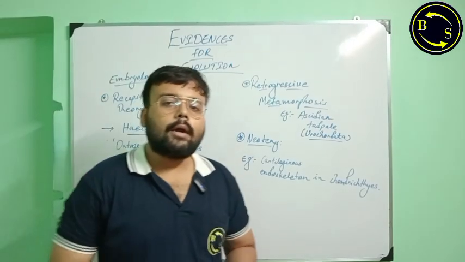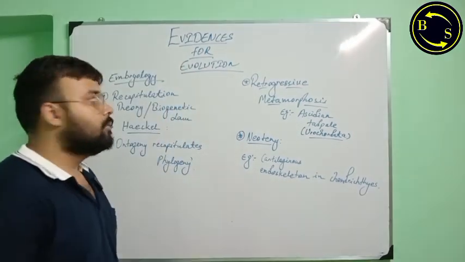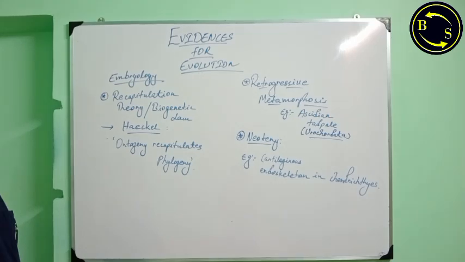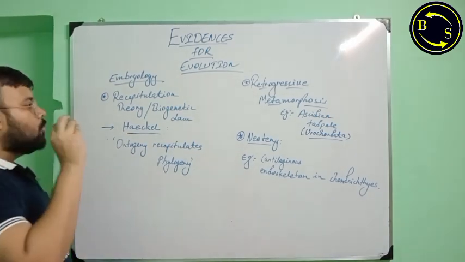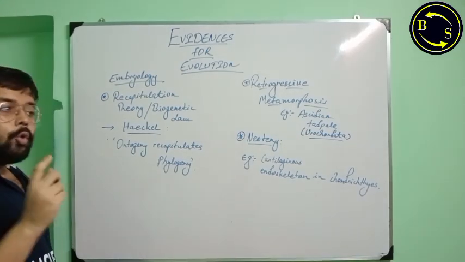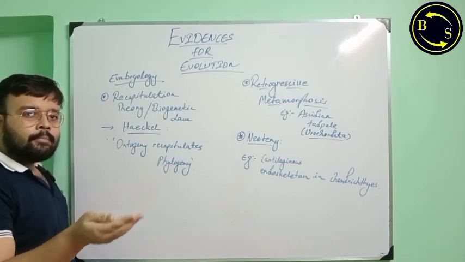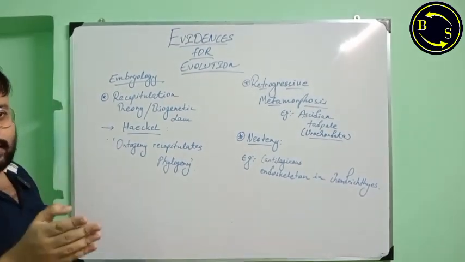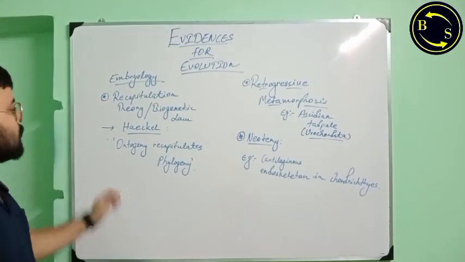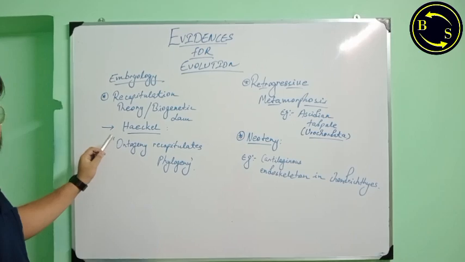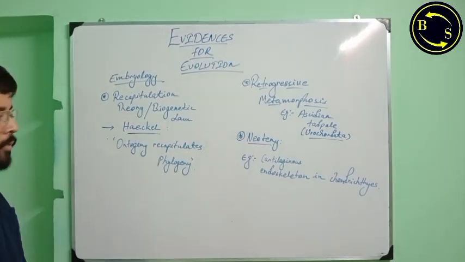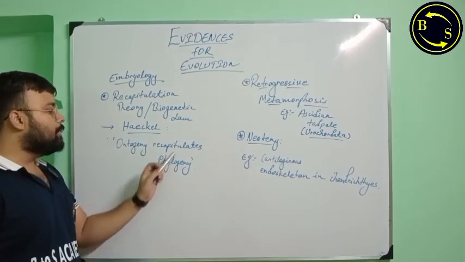Now, let us look into the embryological evidences for evolution. The first person who looked into embryologies or looked into the development of embryo in different kinds of animals as an evidence for evolution was Ernst Haeckel, and he gave his famous recapitulation theory or biogenetic law, which states ontogeny recapitulates phylogeny.